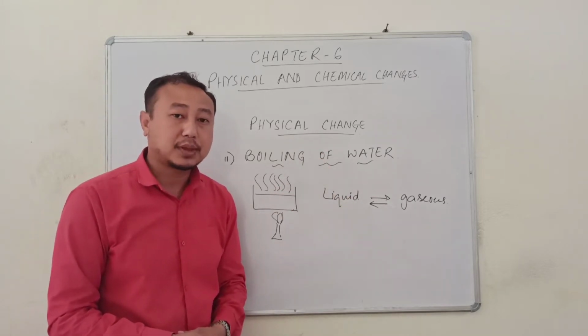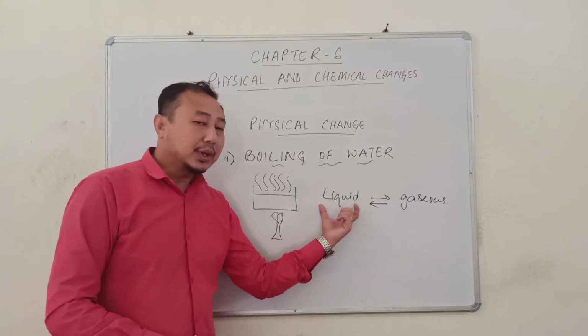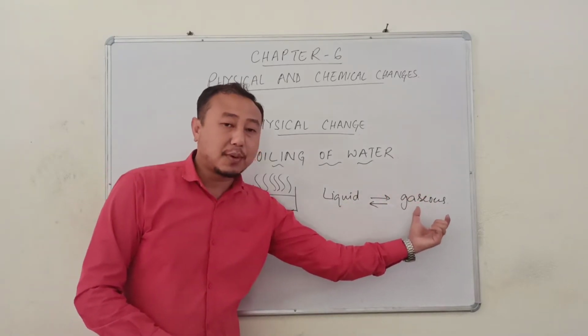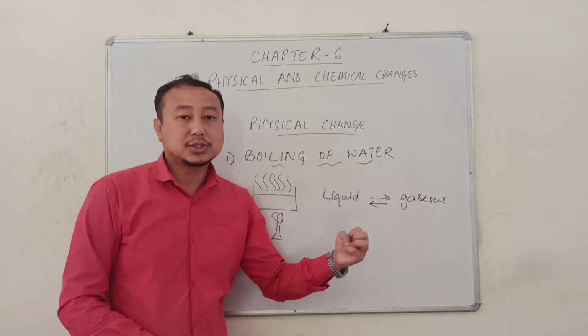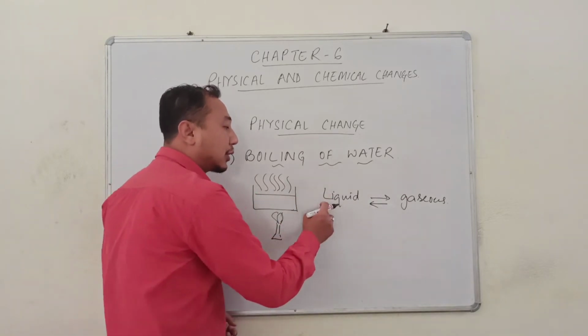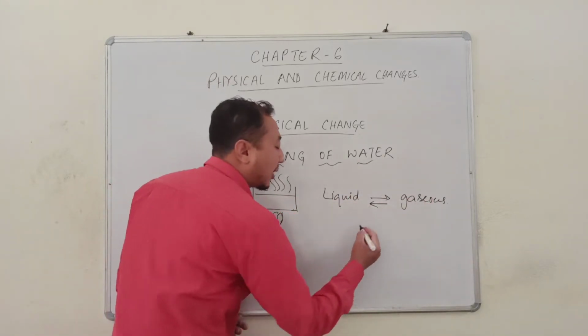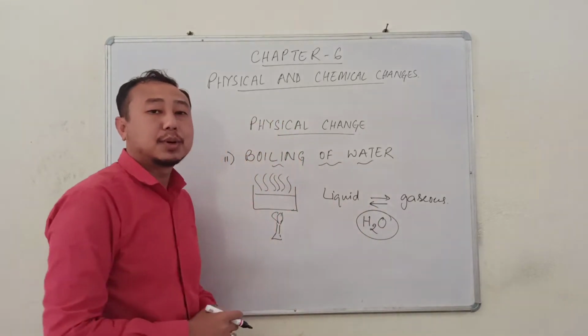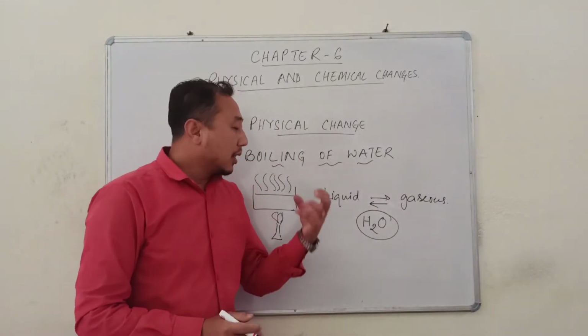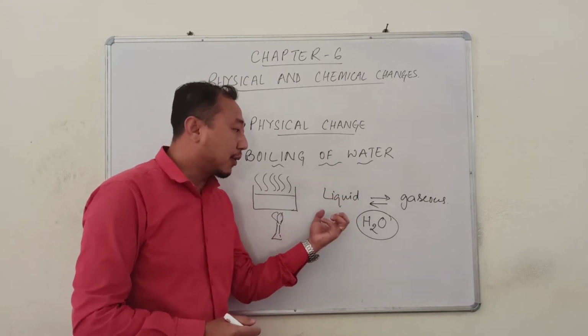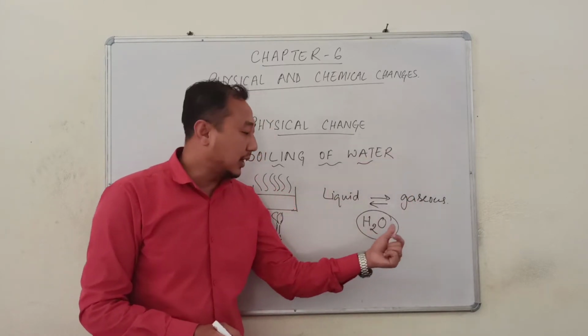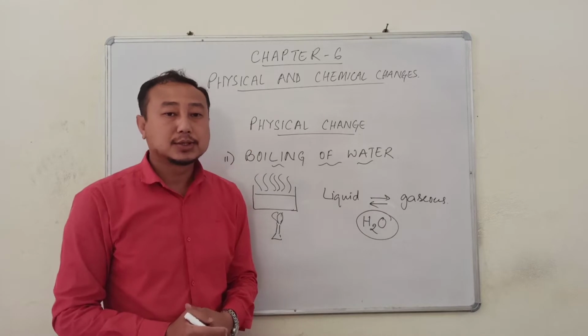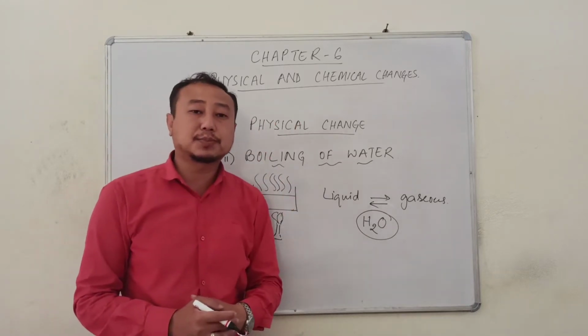Again, in both the liquid form of the water and the gaseous form of the water, the chemical properties are the same. That is, both the liquid form and the gaseous form of the water are made up of 2 atoms of hydrogen and 1 atom of oxygen. So, the chemical formula of the liquid form of the water and the gaseous form of the water is H2O. So, these are the things related to the physical change.